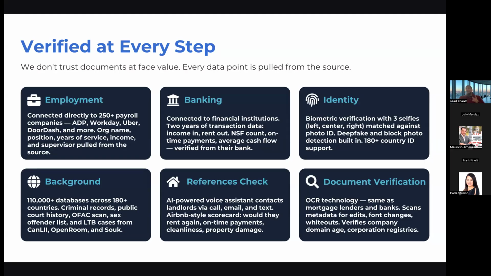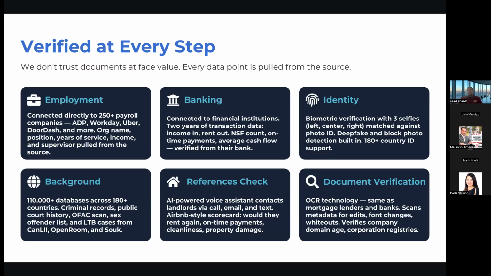We also have an AI-powered reference check as a last layer of verification. He will call, email, and text the landlord and employer to get a reference and their number as well. And then we have an Airbnb style scorecard that our AI agent sends to them, and they'll get a scorecard with a rating from 1 to 5. Like, would they rent to them again? Did they pay on time? Were they clean? Did they damage any properties, etc.?